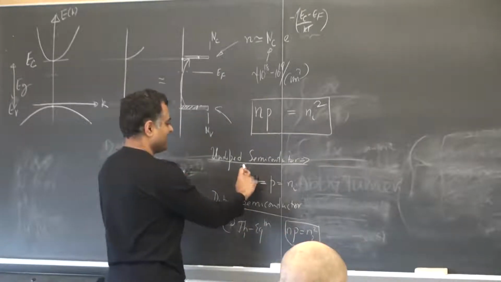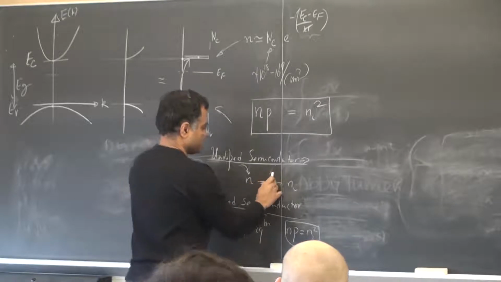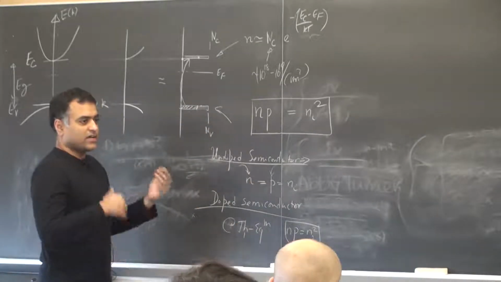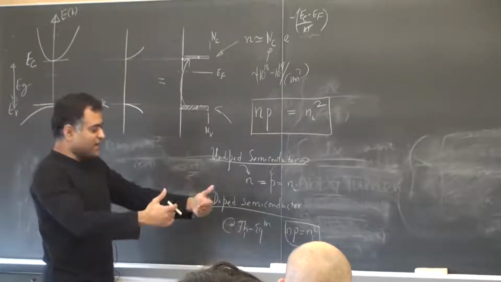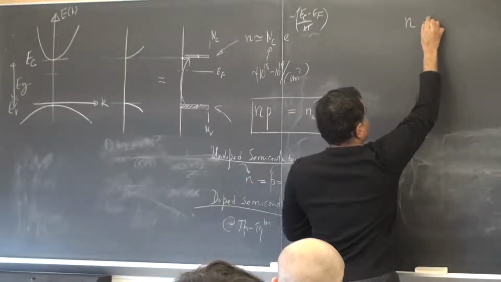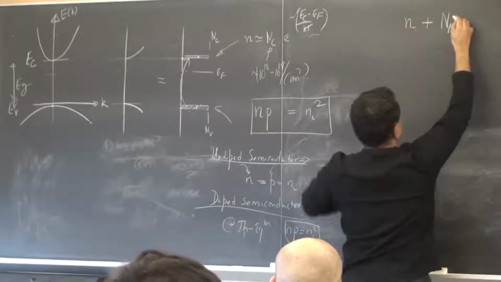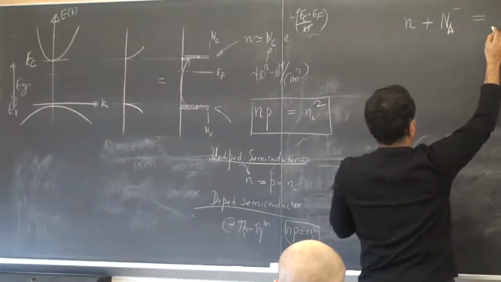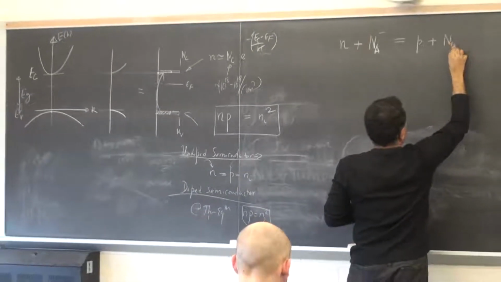Here you had no dopants, so the negative charges you had were electrons, and the positive charges were holes. But once you dope it, you can have ionized donors or ionized acceptors. So these are extra charges that hang around in the crystal. And the total charge neutrality relation says that the total number of negative charges, which is electrons plus ionized acceptors, the acceptors that are ionized, is equal to the total number of holes plus the number of donors that are ionized.